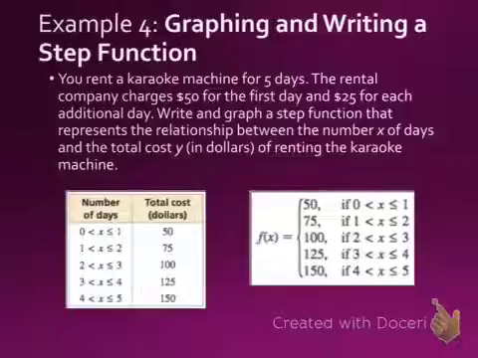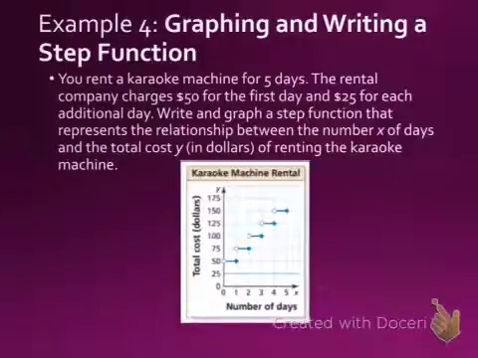I could write it in a table here, or I could write it as our function. It's at 50 between 0 and 1, at 75 from 1 to 2, 100 from 2 to 3. So to graph that, we're just going to have our open circle on 50, then our closed circle on 1. Then step up to the 75, open circle, closed circle on 2. Open circle again on 2 at 100, then closed circle. And we're just going to continue like that when we're graphing this step function.